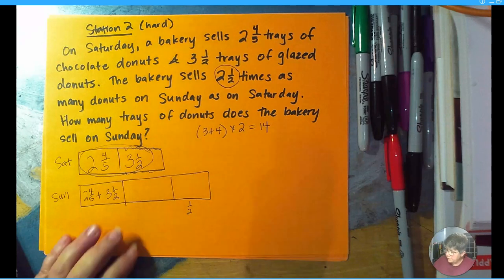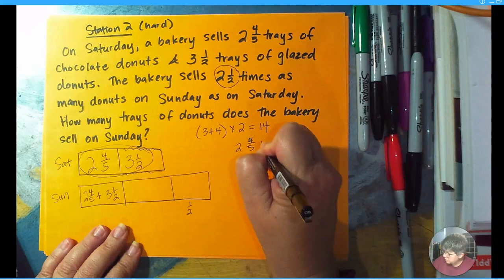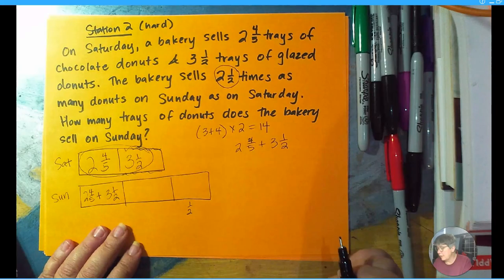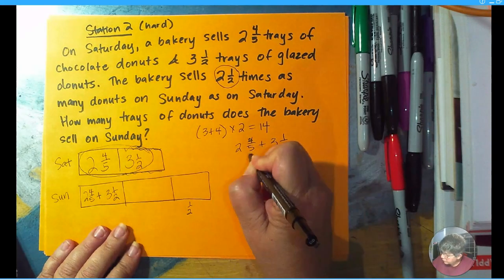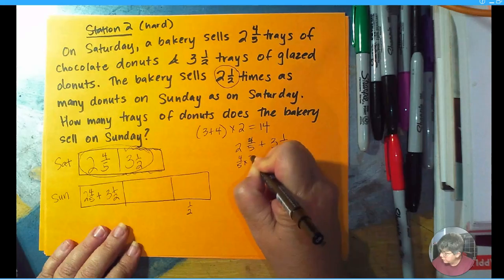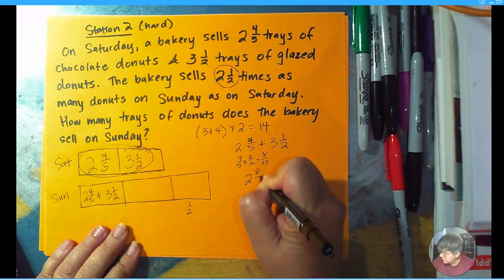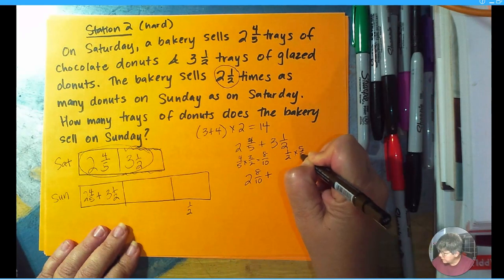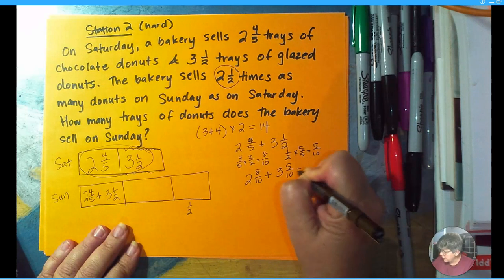So we have to add these two together, 2 4/5 plus 3 1/2. So when we add fractions, we have to have the same denominators, right? Very important. I'm going to change them both to 10. So 4/5 times 2 over 2 equals 8/10. So that's 2 8/10 plus 1/2 times 5 over 5 is equal to 5/10. So that's 3 5/10. Add them together.